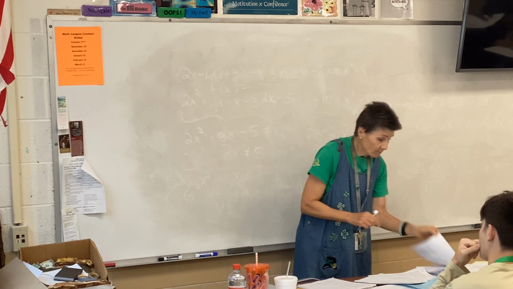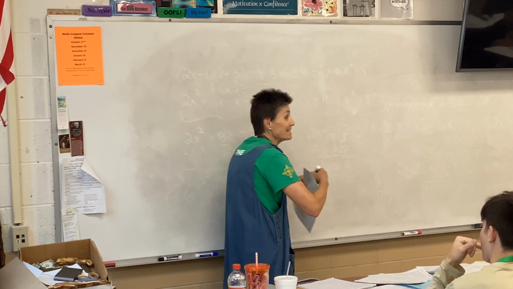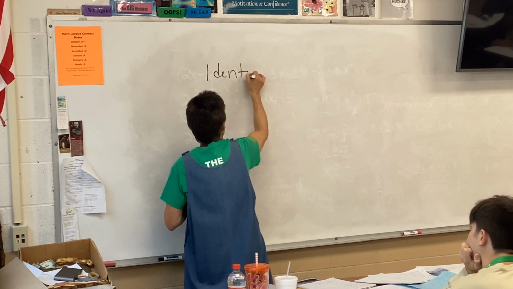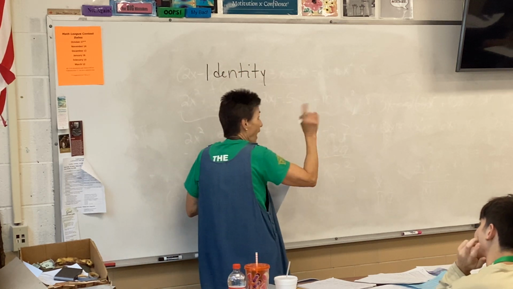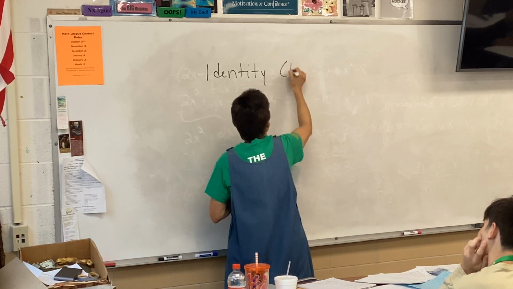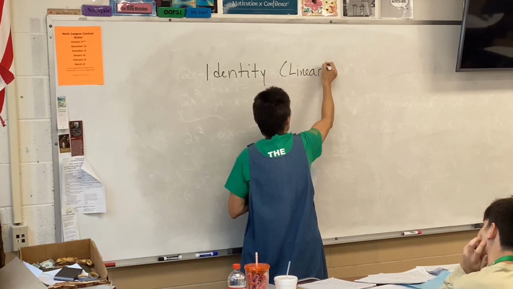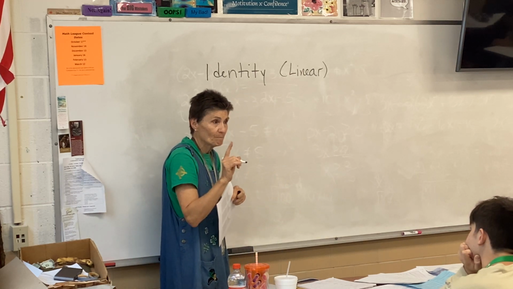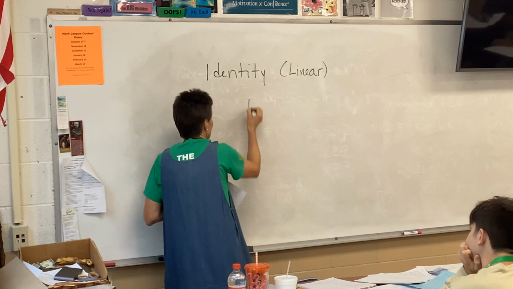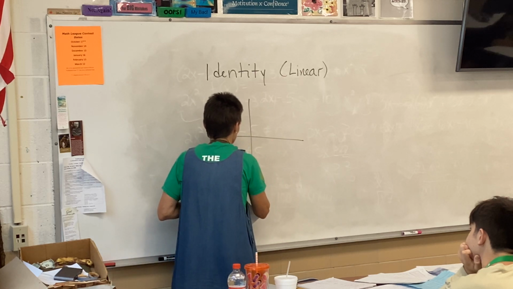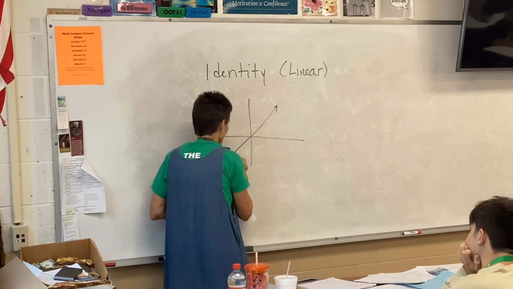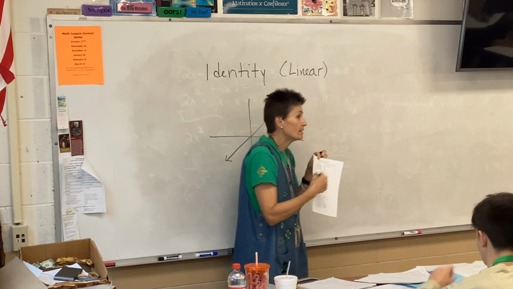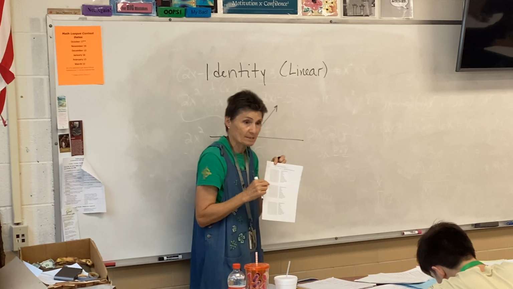The very first function listed is the identity function. So the name is the identity function. I am okay if you call that the linear function, because either word is fine with me, because the identity is a line. This is what the identity looks like. So on the graph paper there, on your BFF sheet, just draw in that line. That's what the identity looks like.